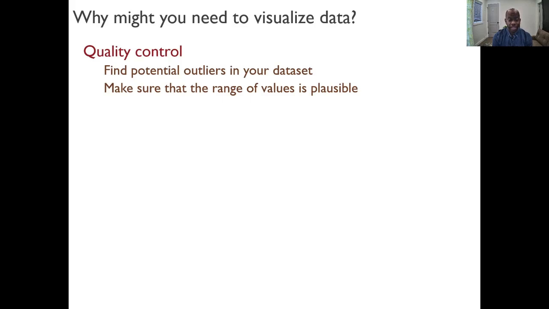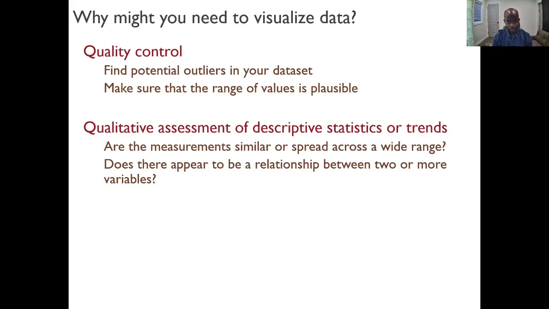It's probably easiest to find, for instance, outliers in your data set by seeing those outliers visually. If you see values that are far from, for instance, the median of a distribution of your data set, you might then understand that you need to investigate those data points a little bit more thoroughly. It's also a good way to make sure that the range of values is plausible, and there are many features of the data that you can infer visually more quickly than you might be able to do with other approaches.